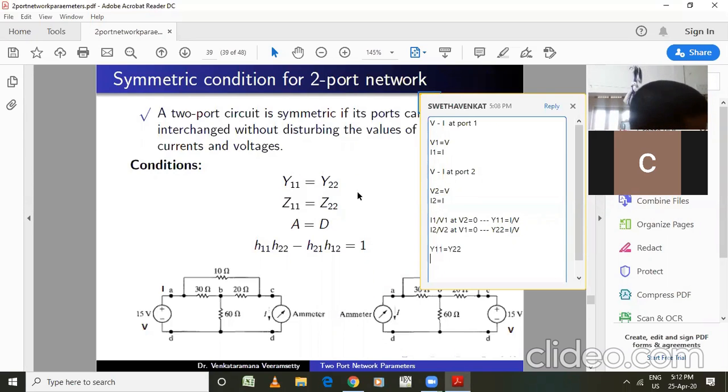So now tell me, my question is a small analysis. Anyone can tell the answer. I have a two-port network, and the two-port network satisfies both reciprocal and symmetrical conditions. Now tell me, how many maximum admittance parameters do we need to compute to fill the admittance matrix?